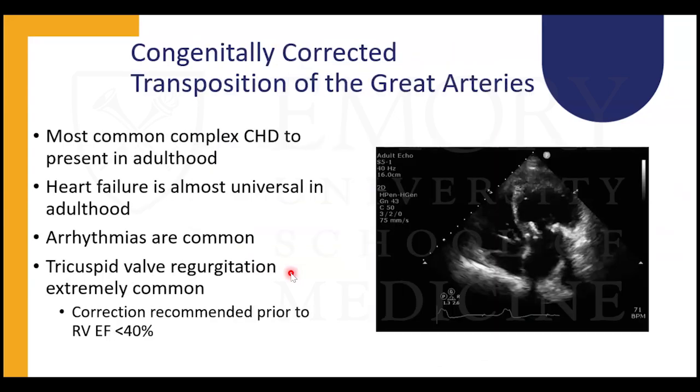So this is the most common condition that can present in adulthood. Heart failure is almost universal if patients live long enough. Arrhythmias are very common. And like I said, tricuspid valve regurgitation is common. The thing that's notable for this condition is that this often will present to the echo lab. And so it's important for echo readers to be able to recognize when they see this condition.